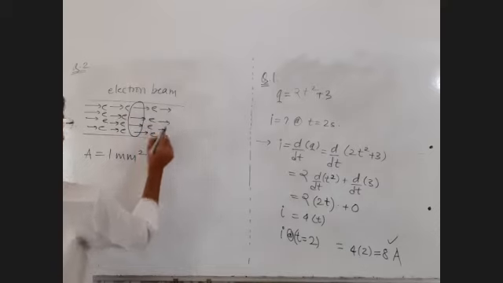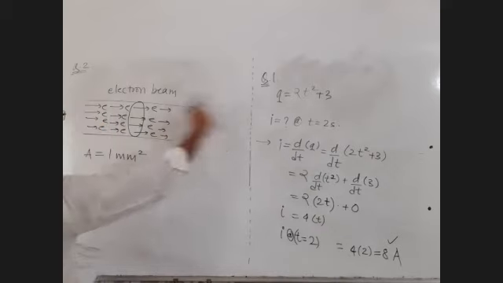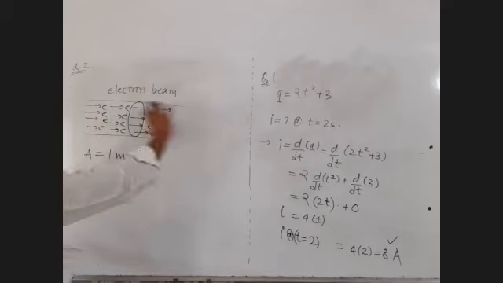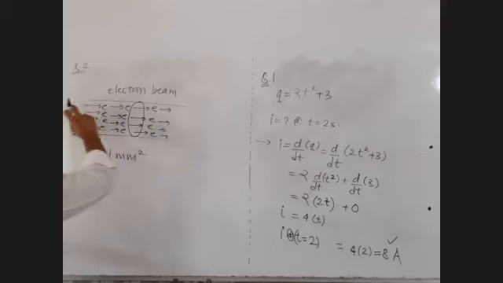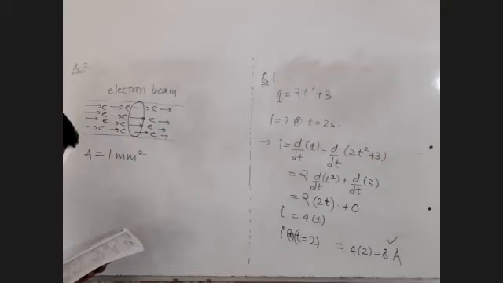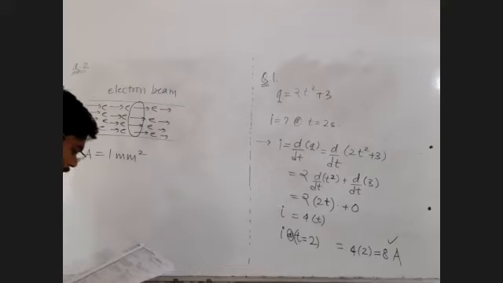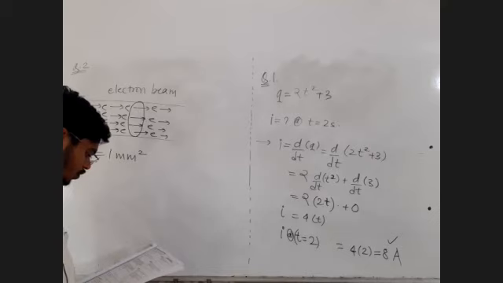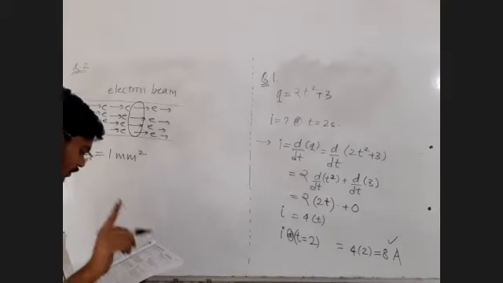All right, just like water particles, so many water particles form a water current, so many charged particles will give you electric current. Okay, an electron beam has an aperture means area of 1 millimeter square. A total of 6 into 10¹⁰ electrons go through any particular cross section per second.